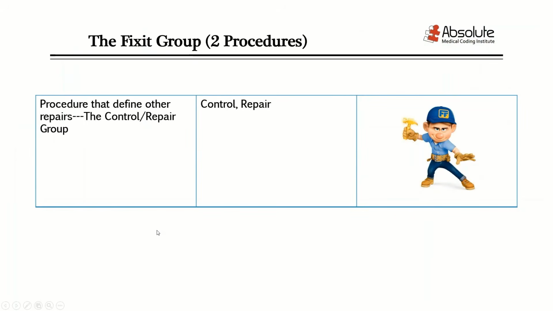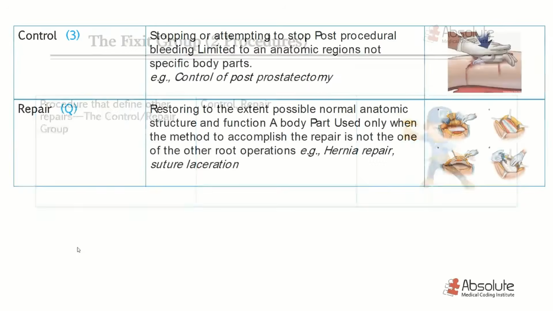All right, we've got 2 in the fix-it group. These are procedures that define other repairs, the control or the repair group. So we're going to call it the fix-it. Control and repair are the members of the fix-it group.